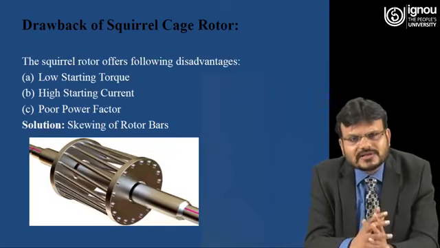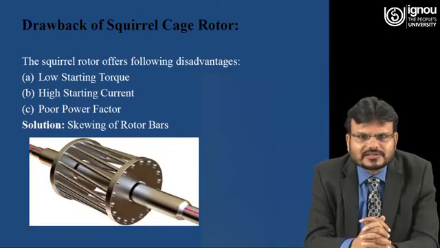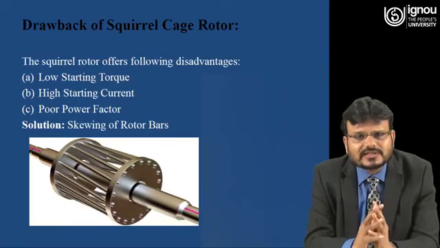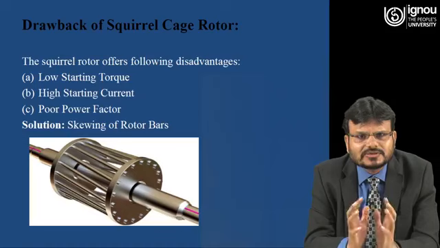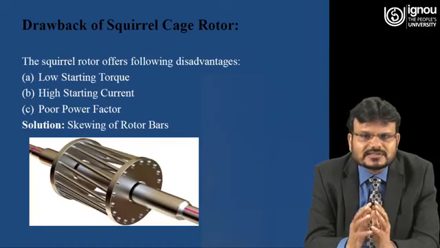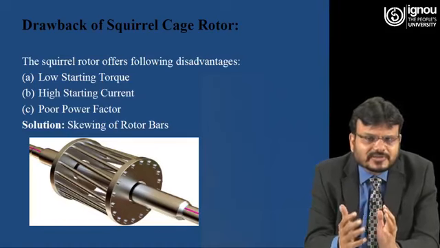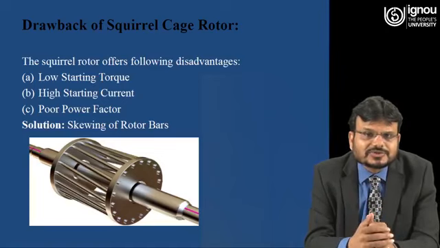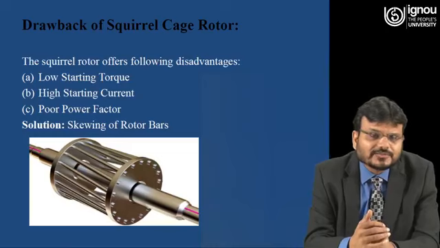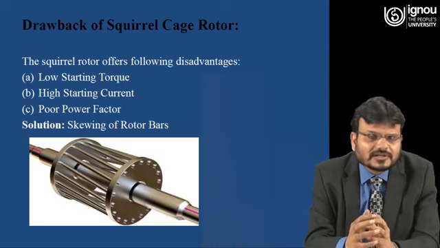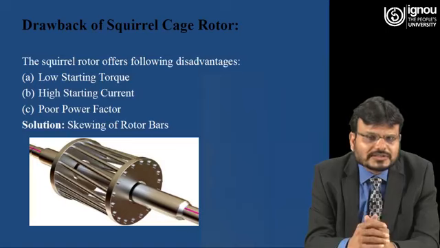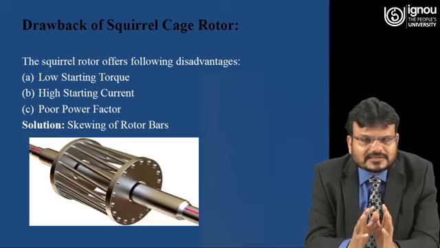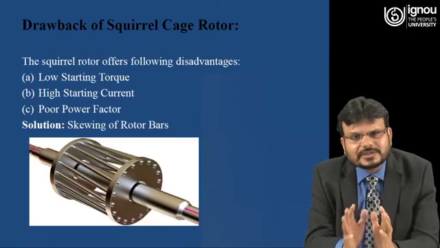Now we have to understand the drawbacks of the squirrel cage rotor. The squirrel cage rotor offers the following disadvantages. The first disadvantage is low starting torque. That means this type of squirrel cage induction motor is not able to generate high starting torque. So wherever the starting torque required is more, you cannot use this squirrel cage rotor. In this case you can use the slip ring induction motor.